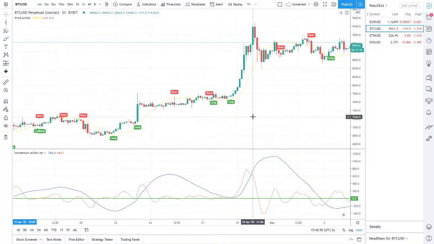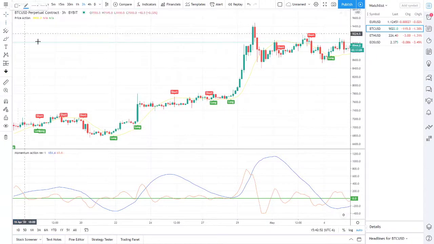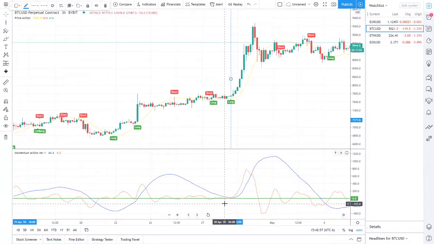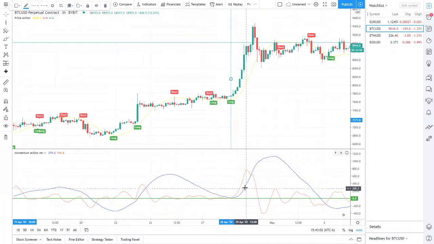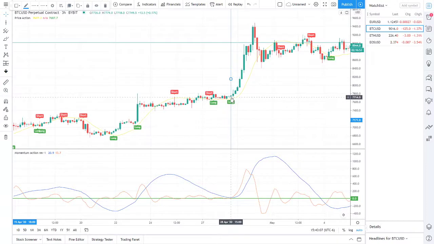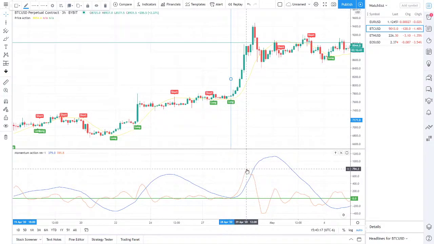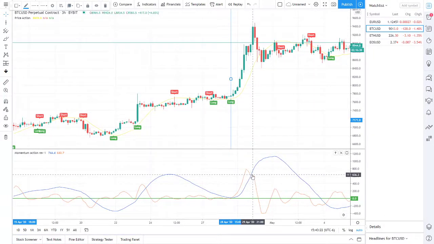For example, we can monitor this signal here, this long position. We can see that the price is going up through the zero level, the blue line is still positive, and the price is already over the yellow line. This is the confirmation that we can open the position for long. As you can see here, the indicator is giving the exit right here. It's finishing and then a little bit back and going up.